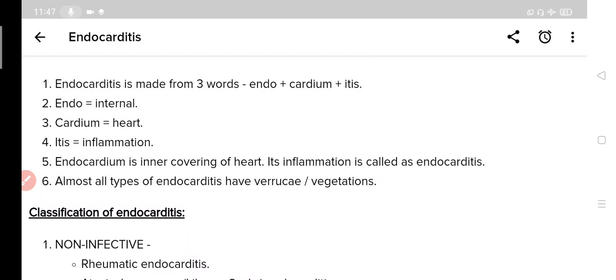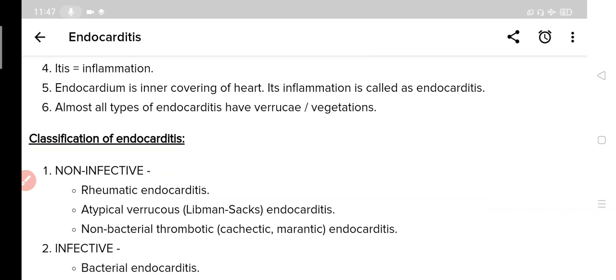There are various types of endocarditis, and almost all types are characterized by verrucae or vegetations. Verrucae means warts. So this is a type of growth. All types of endocarditis are marked by a growth which is called verrucae or vegetation.